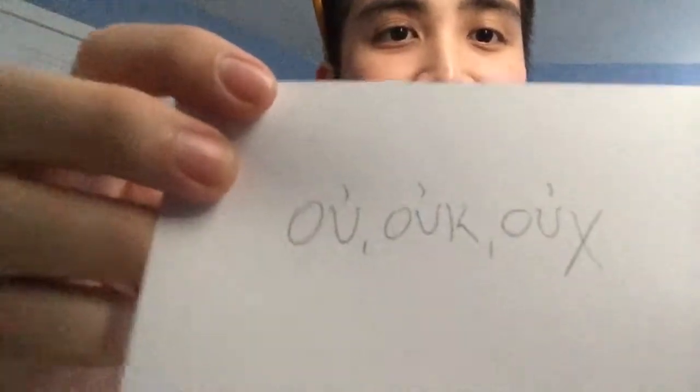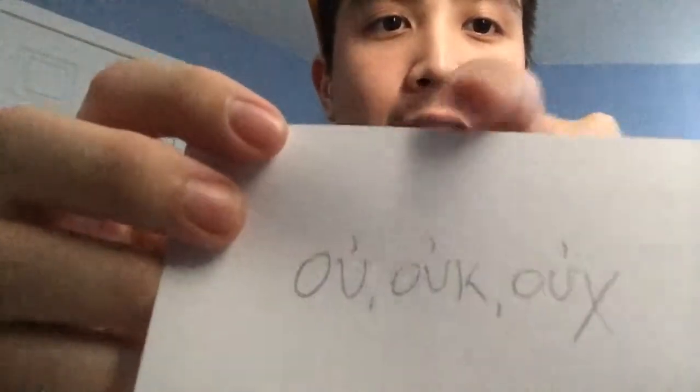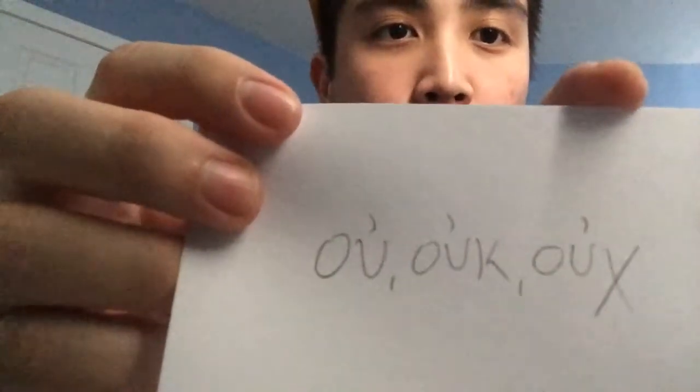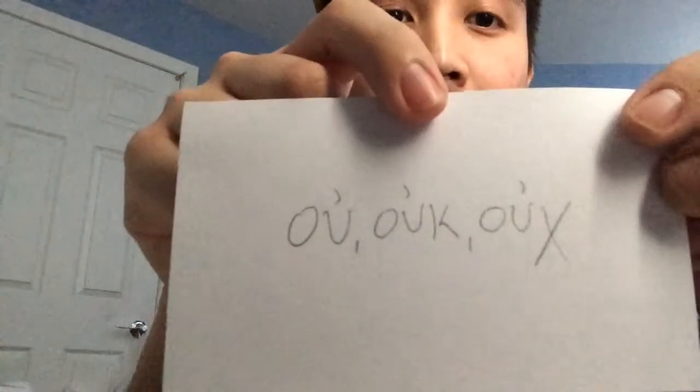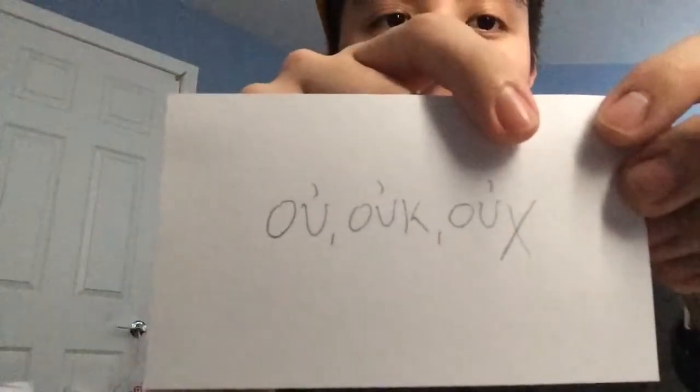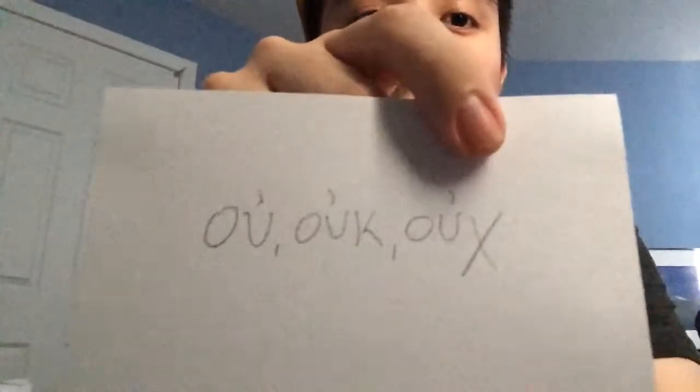The negative ou goes before the word that it's negating. Ouk and ouch are used before vowels or words that begin with vowels. Ouk before one that's got a smooth breathing, and ouch before one that has a rough breathing.